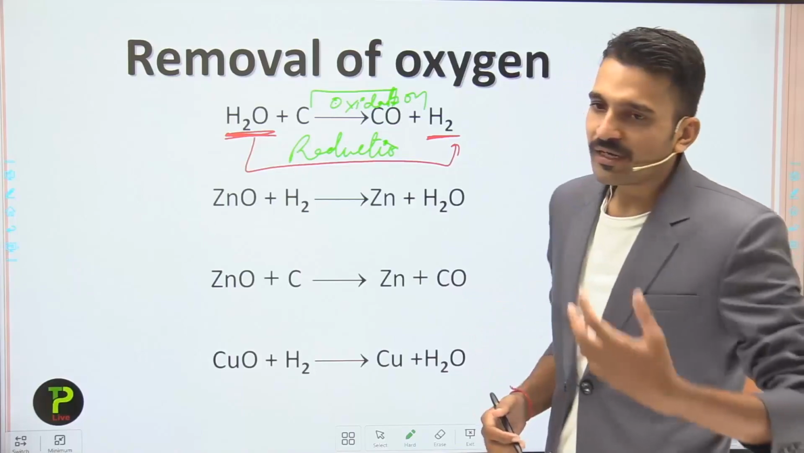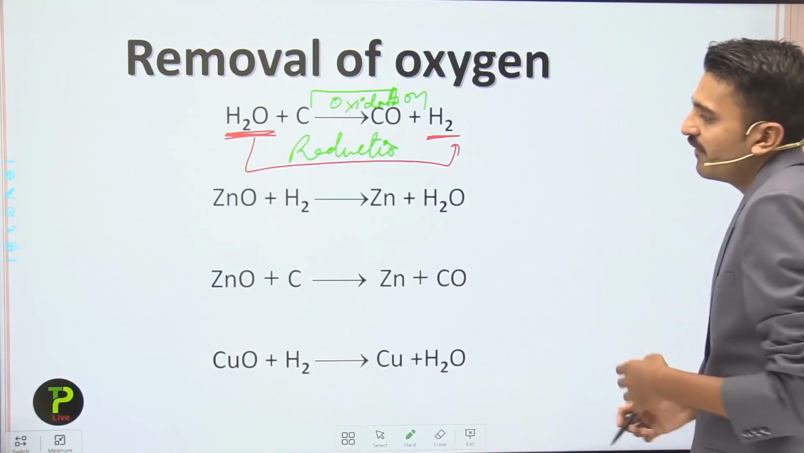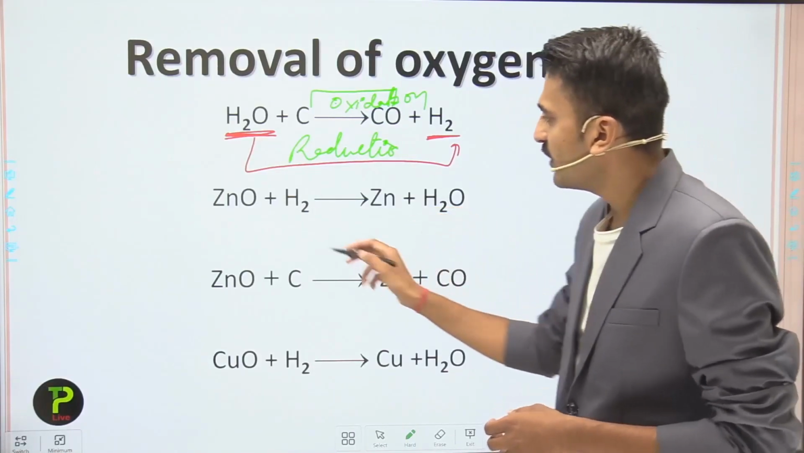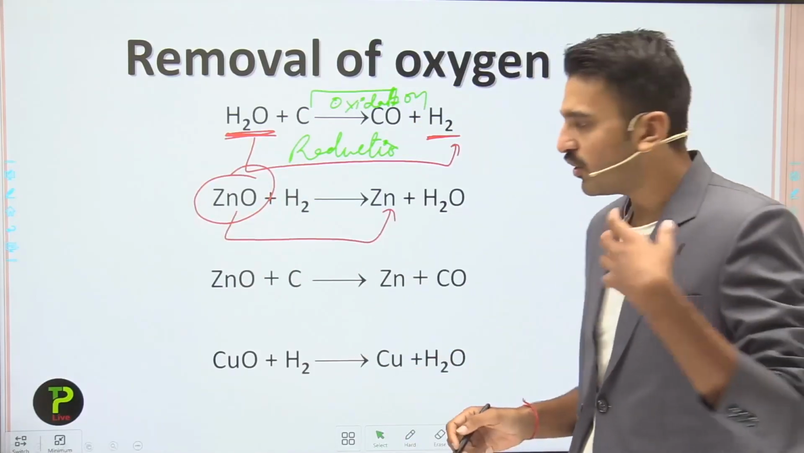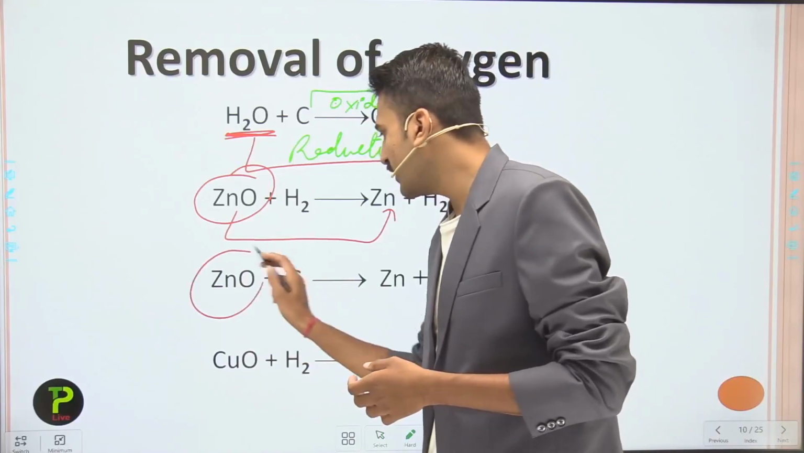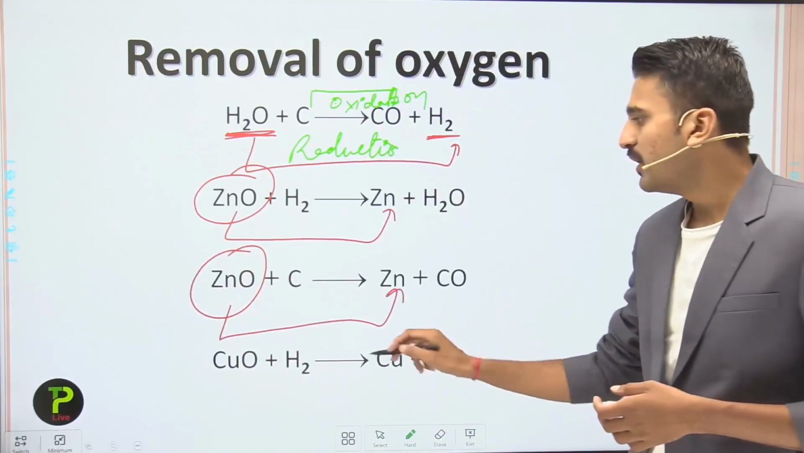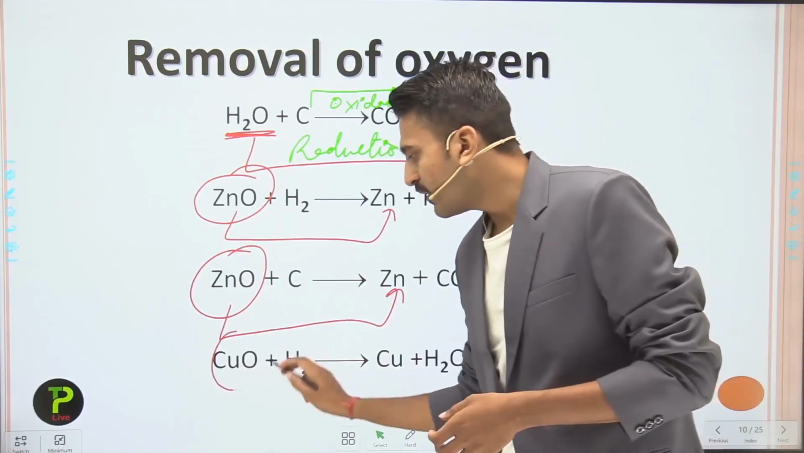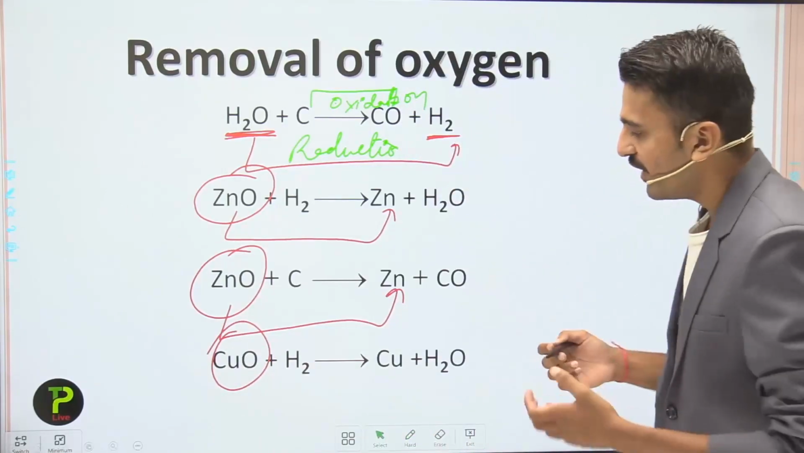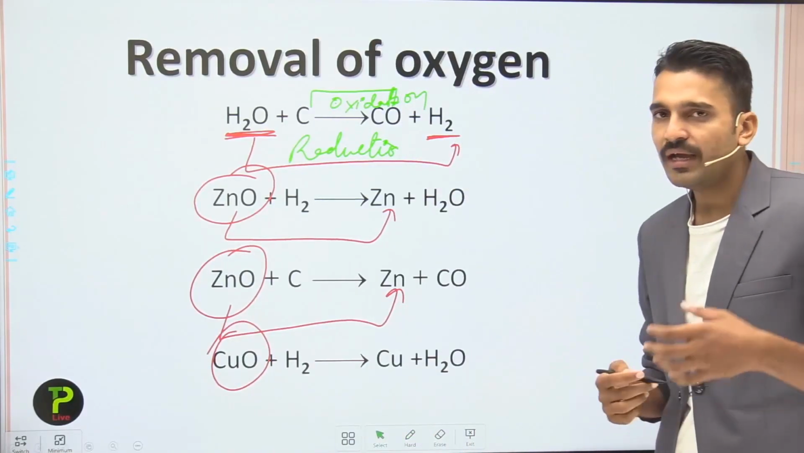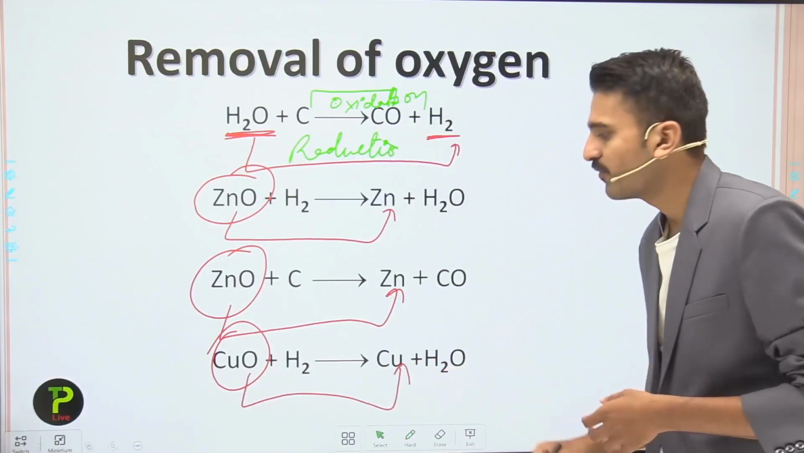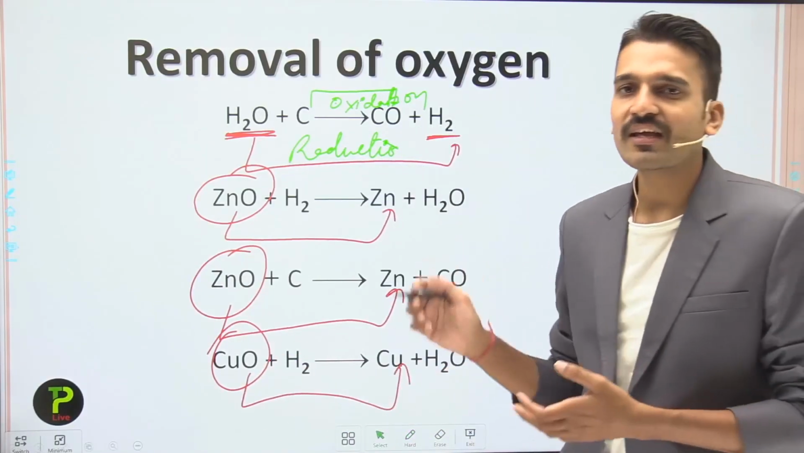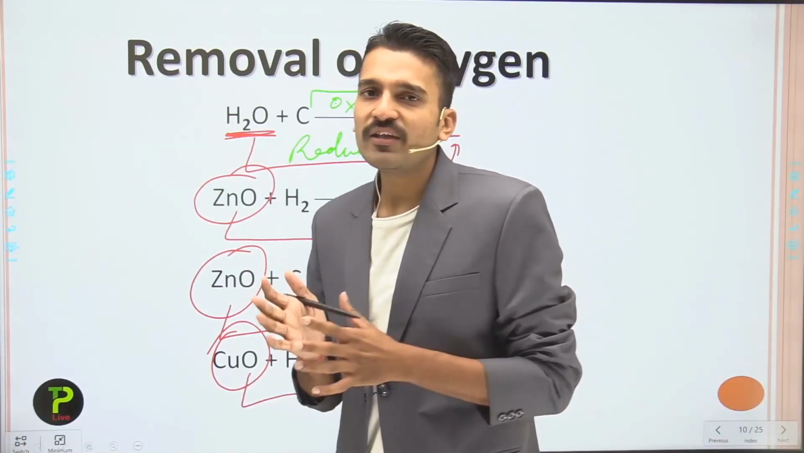Moving to another example, when zinc oxide reacts with hydrogen, it forms zinc plus H2O. So here you see there is removal of oxygen from the zinc oxide. And in another reaction, when copper oxide reacts with hydrogen, it forms copper and water. So here you also see there is removal of oxygen. So these are the examples in which the oxygen element is present in the compounds.